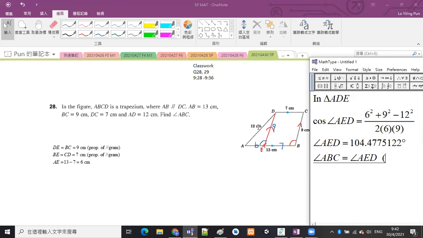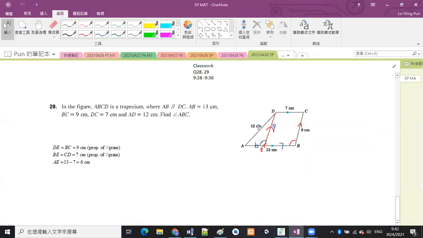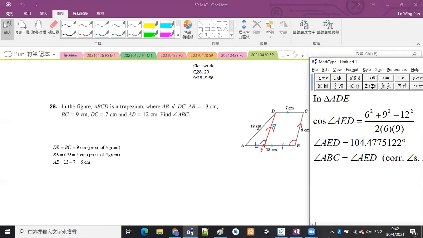Okay, because of the corresponding angles where DE is parallel to BC. Am I correct? Yes. Okay. So they will both be equal to 104.4775122 degrees. But angle ABC will be the final answer.